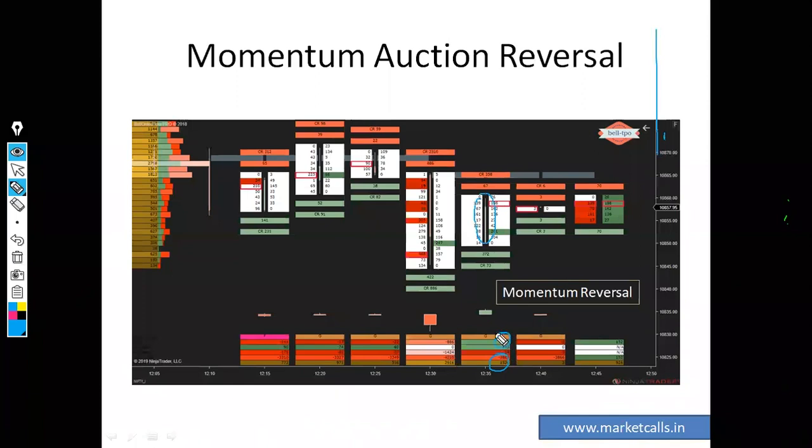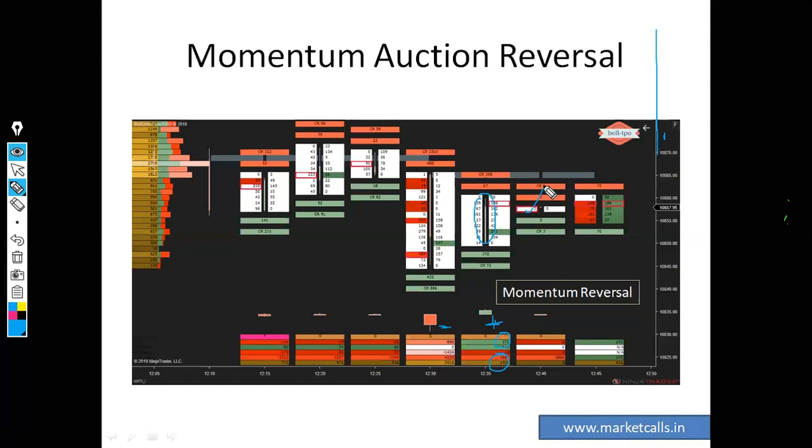If you see, the delta will be positive, whereas the delta will be hugely negative. It's not just negative but hugely negative, but some of those positive candles would have happened. That is where precisely you can use that as an opportunity: when the next bar opens, that is your entry point. That is where we call it a momentum auction reversal.